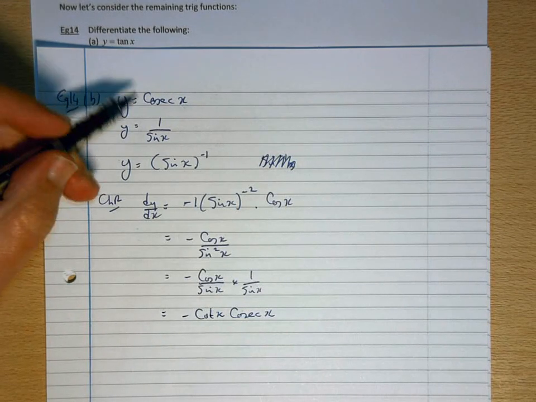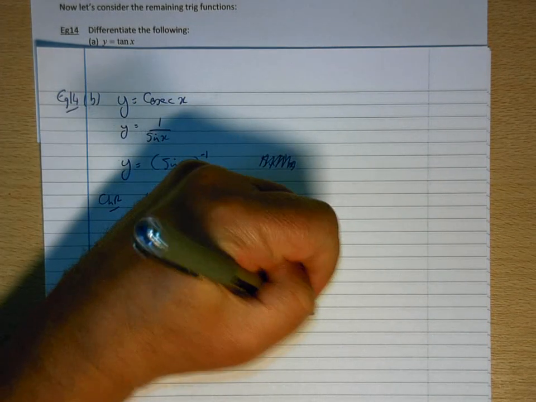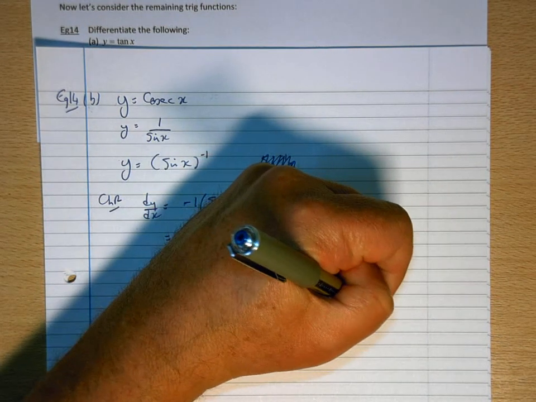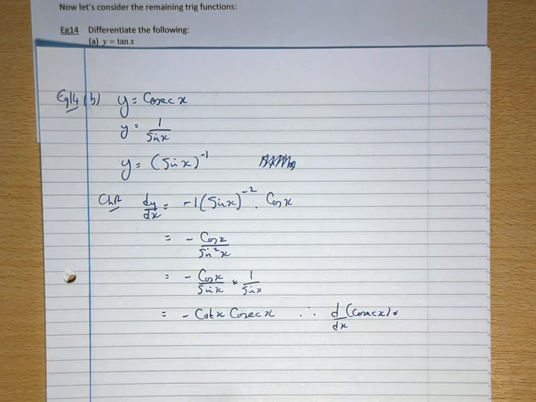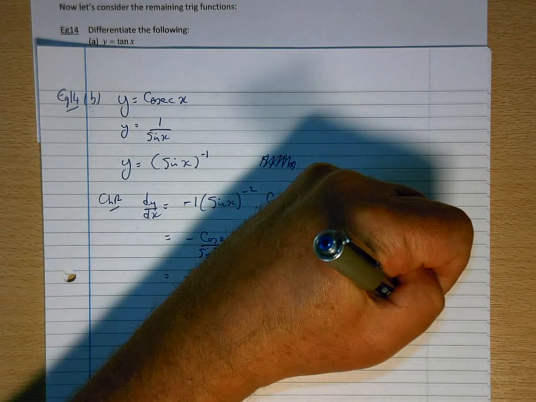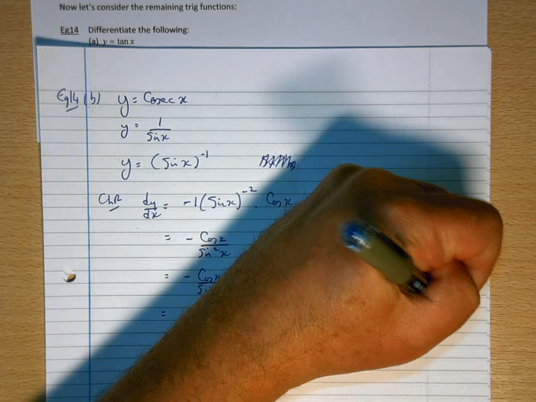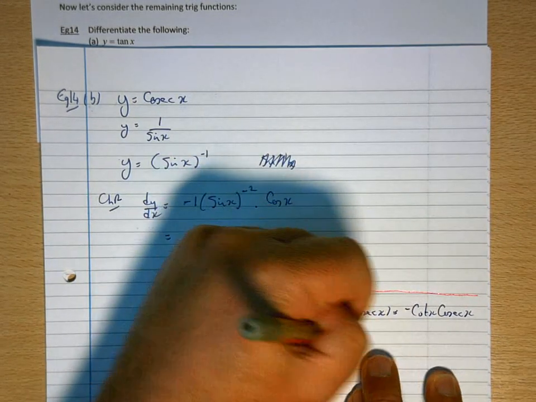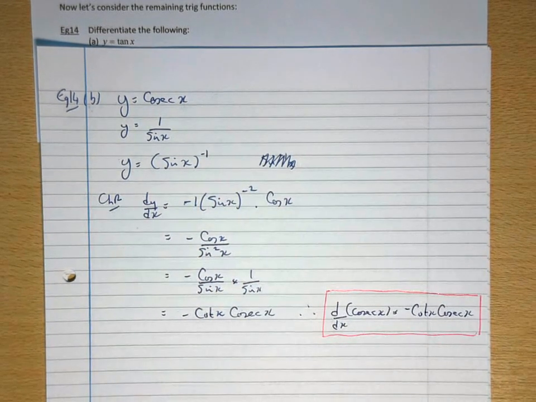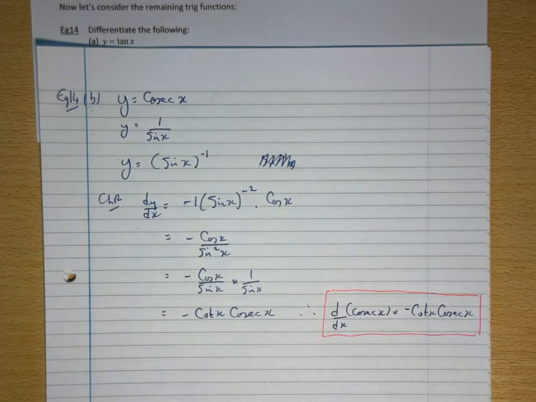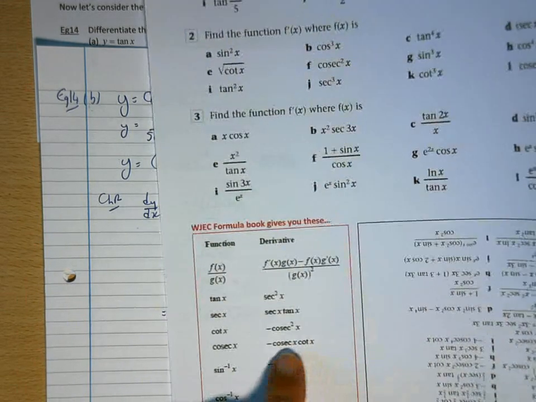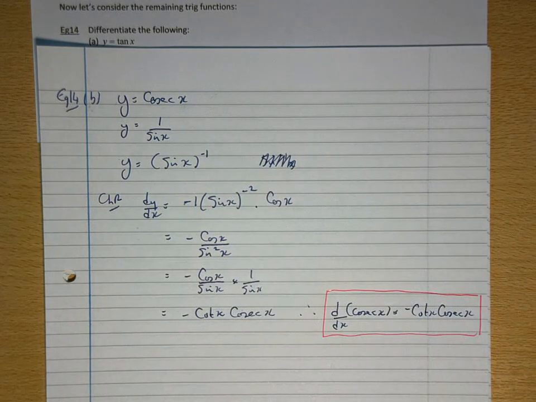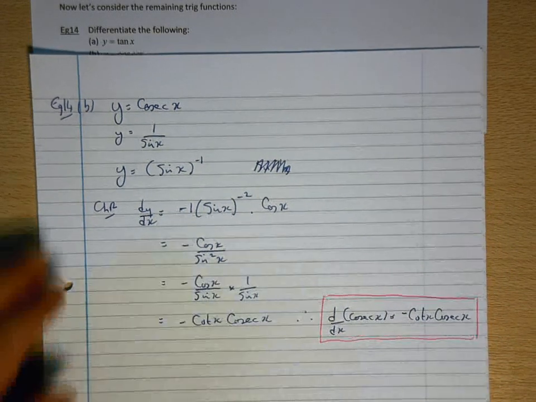So when I differentiate cosec, I get minus cot cosec. Which is a bit of a mouthful. So it's probably good news that that one is one that you are given. Cosec is minus cosec cot, or cot cosec as I've written, it doesn't matter. So that's cosec.